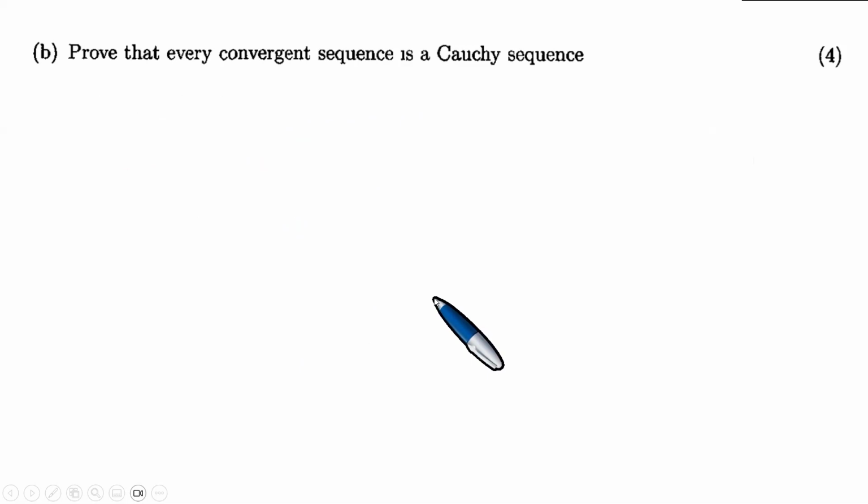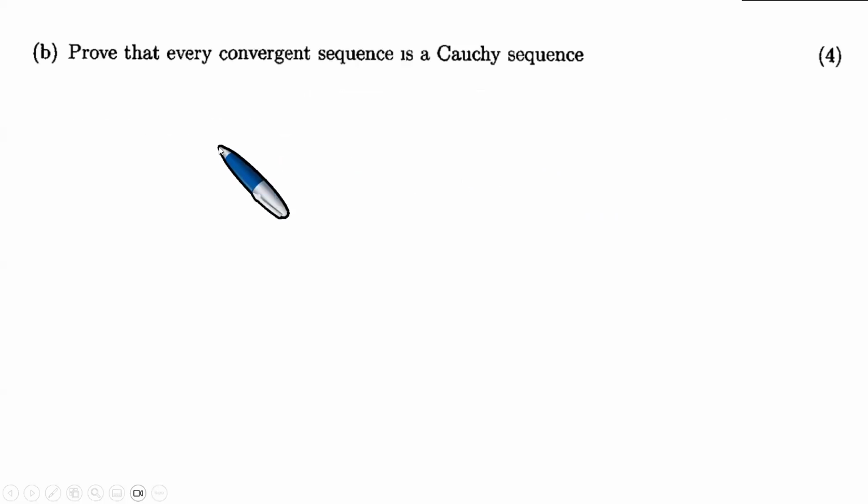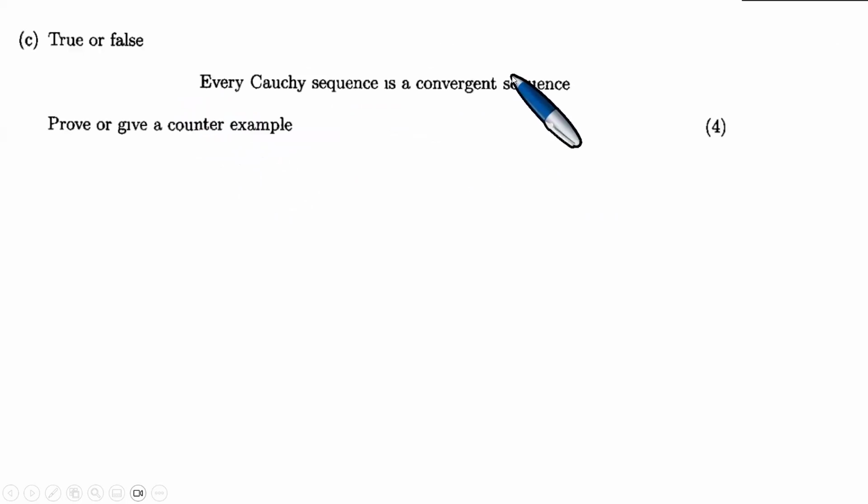Every convergent sequence is a Cauchy sequence. So prove that every convergent sequence is a what? It's a Cauchy sequence. Okay, so we're going to prove that. True or false? Every Cauchy sequence is a convergent sequence. Prove or give a counterexample. Okay, so every convergent sequence is a Cauchy sequence.